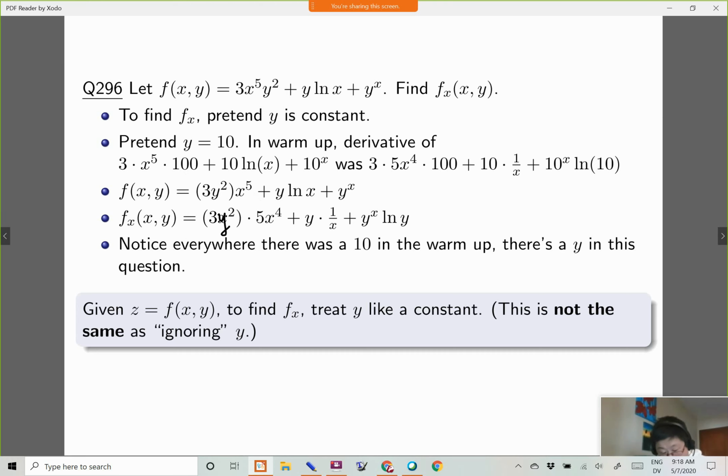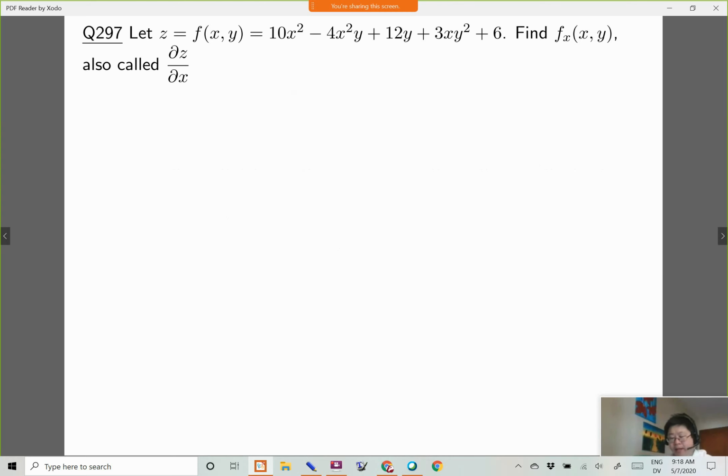Okay, so look, given a function with 2 input variables, to find f sub x, treat y like a constant. By the way, I'm using that language very carefully. Treat y like a constant. Sometimes what people do is they'll ignore y. This is a different thing altogether. If you just ignore y, I've seen people do it, like they'll take the question and everywhere there's y, it's almost like they erased all the y's. That would be ignoring the y's. That's not what's going on here. We're not ignoring the y's. We're treating every y that we see like a constant. So let's just keep doing some examples. I think that'll help here, right?